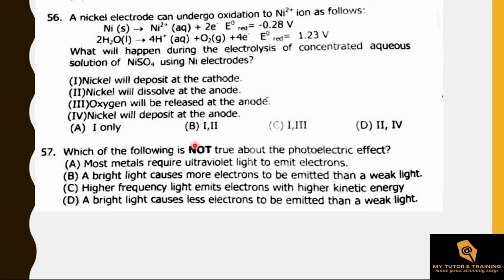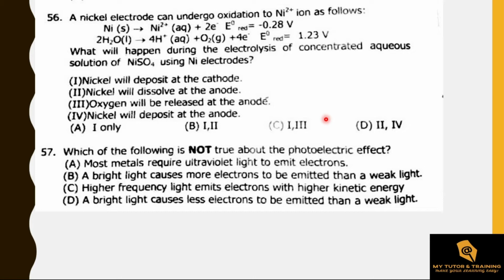Choice B. A bright light causes more electrons to be emitted than a weak light. This is correct. If light is brighter and brighter, it can cause electrons to be emitted from the metal surface. C. Higher frequency light emits electrons with higher kinetic energy. That's true. D. A bright light causes fewer electrons to be emitted than a weak light.